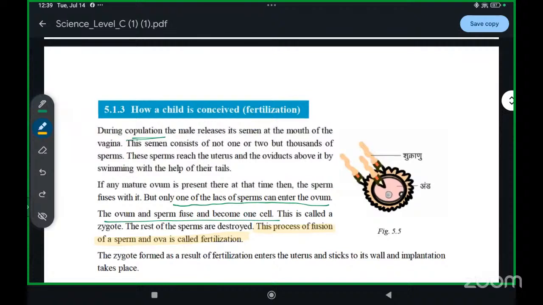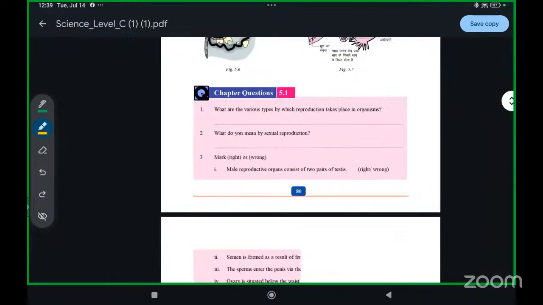Any questions, any doubts related to fertilization or any reproductive parts? Abhijam? No, ma'am. No? Okay. All right.